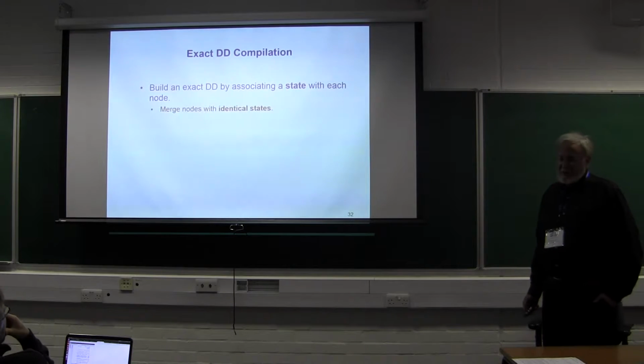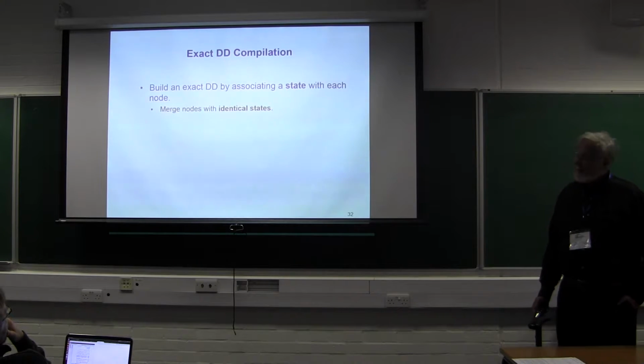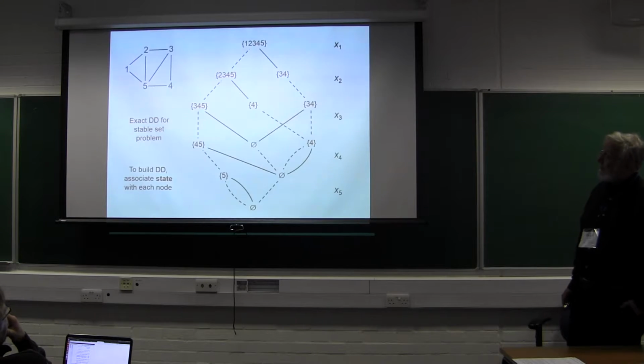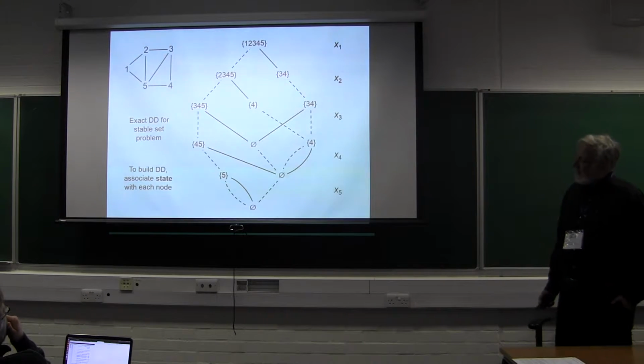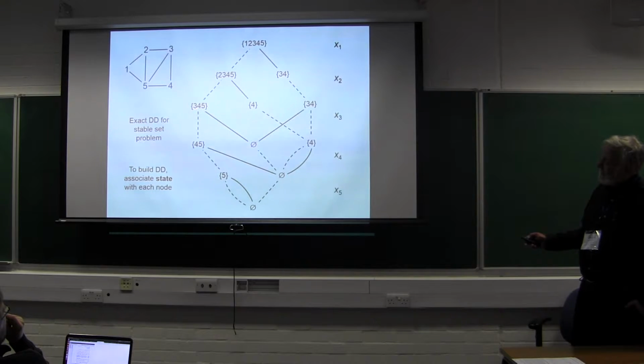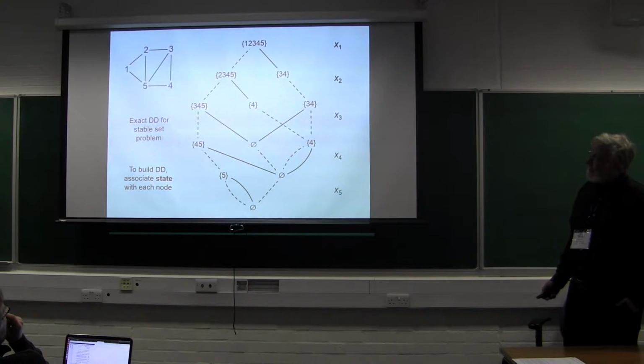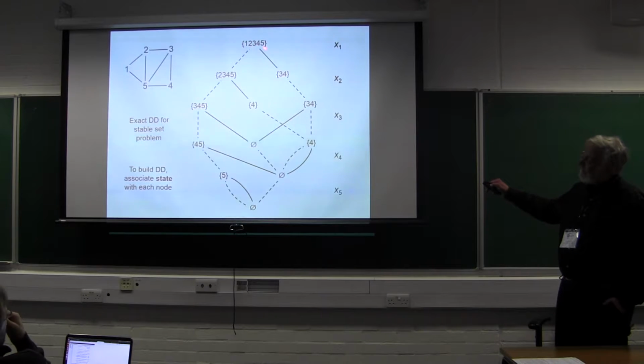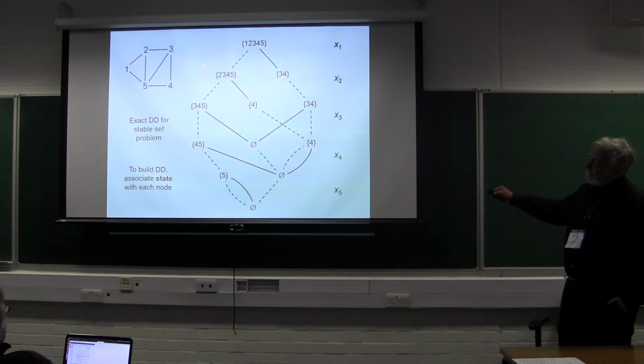And we do this by associating a state with each node, much as you do in dynamic programming. So this is a connection with dynamic programming. So here we have the decision diagram I showed you a moment ago with states indicated. And what the state here indicates is the set of nodes that are still available to add to the stable set. So at the beginning, you have all nodes available. And if you select node 1, then you rule out its neighbors, 2 and 5, and only 3 and 4 are left. Whereas if you don't select it, then still all the other neighbors are available.